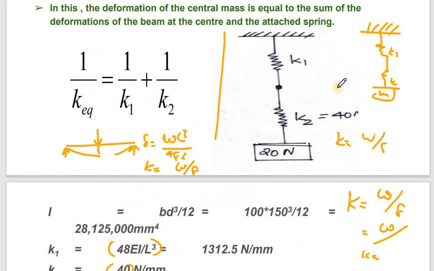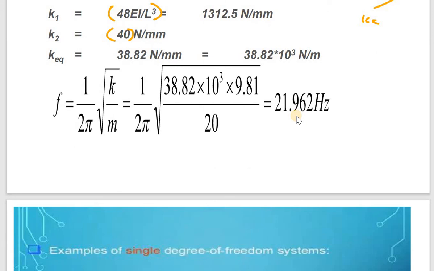Now this is arranged in series. So for series, I have to find the equation. The important thing is that it is not K1 plus K2. That is wrong. Instead, 1 by K equivalent is equal to 1 by K1 plus 1 by K2. So by substituting K1 and K2, we can find the value of the frequency.